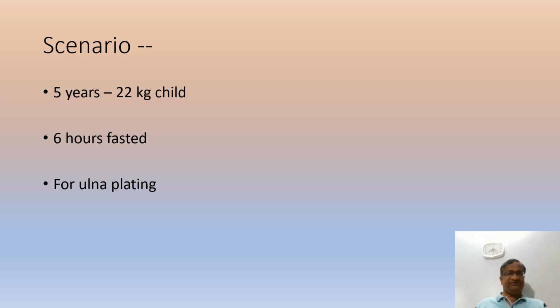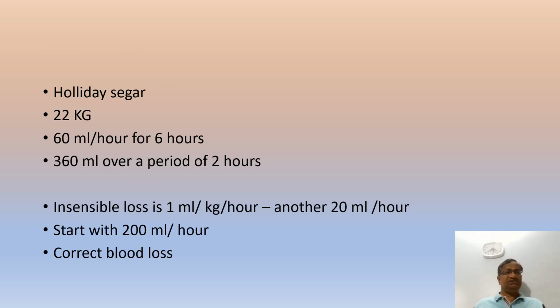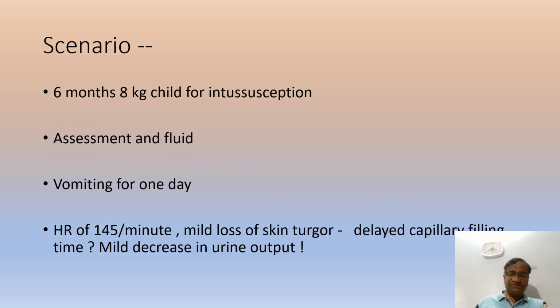Now we have another child, 5 years, 22 kg, 6 hours fasted for ulna plating. Okay. Now we have 22 kg, holiday rate 60 ml per hour for 6 hours, 360 ml over a period of 2 hours. Now insensible loss is 1 ml per kg per hour because it's a superficial surgery. Insensible loss will be 4 to 5 ml if it is going to be a thoracotomy, or 7 or 8 if it is going to be a laparotomy. That's what I told previously. So 1 ml, it's another 20 ml. So around 360, 380 ml. This is going to be given over a period of 2 to 3 hours or 1 to 2 hours. And after that, you also correct blood loss.